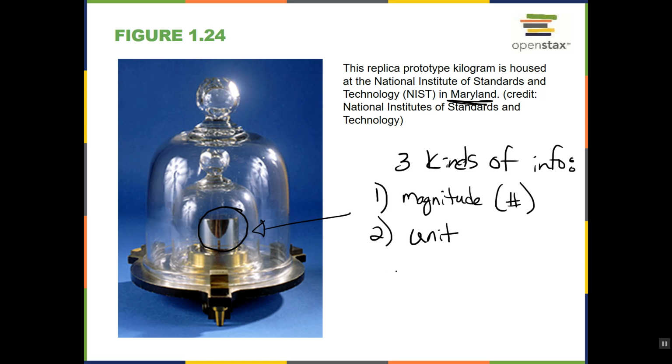So if I say 3 gallons, that's different than 3 liters. So we need to understand what type of unit we're talking about. And then the third thing is we also need to understand what the level of uncertainty in the measurement is. And this comes into play with your rounding rules, and we'll review those here shortly.